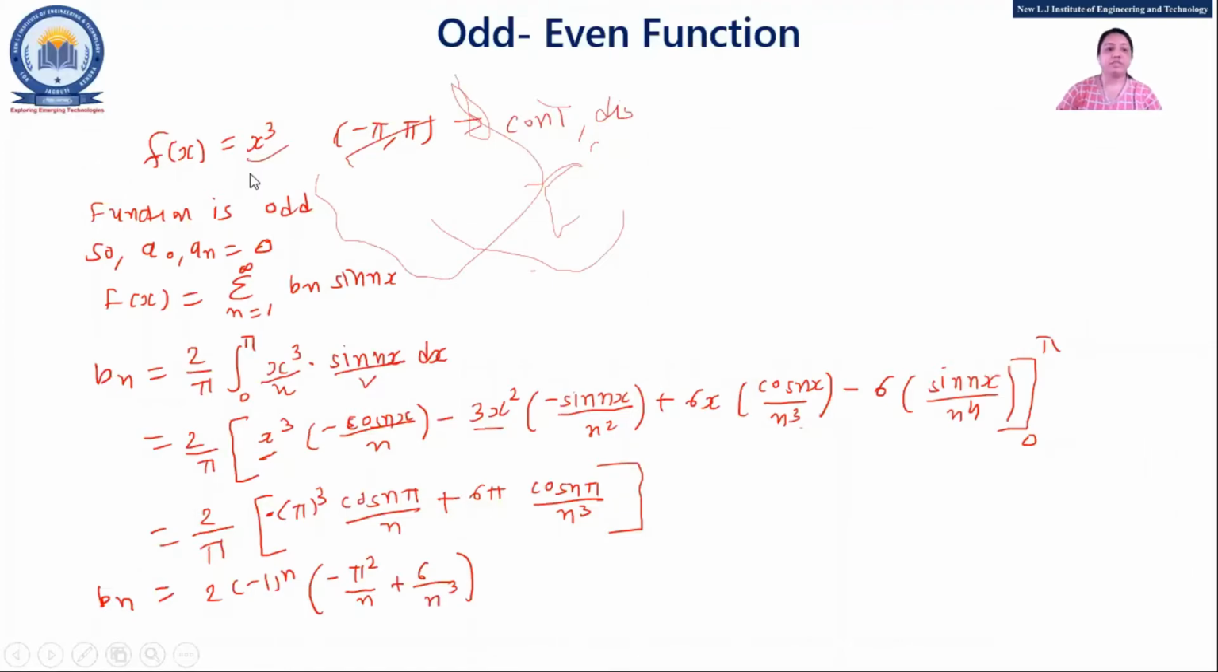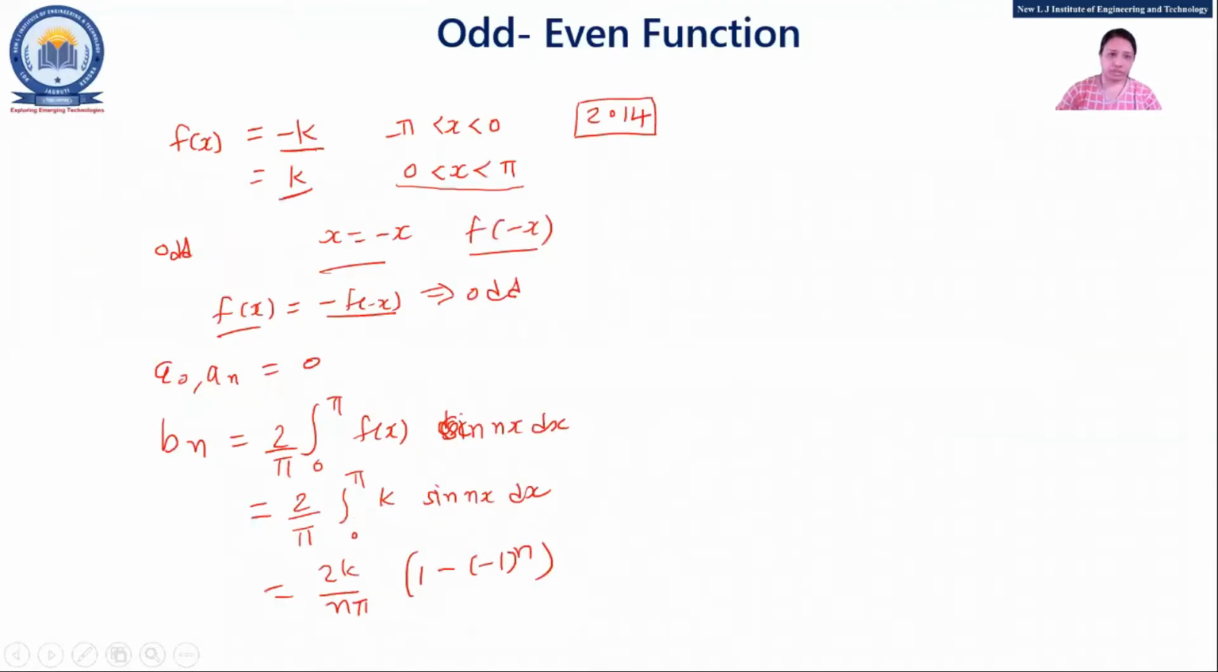So we have seen some examples. The first one is x cube, so it is an odd function. Then we have seen minus k to k. So it is what? Discontinuous, when you have more than one value of f of x, minus k and k, right? So at that time you have to check for odd and even.